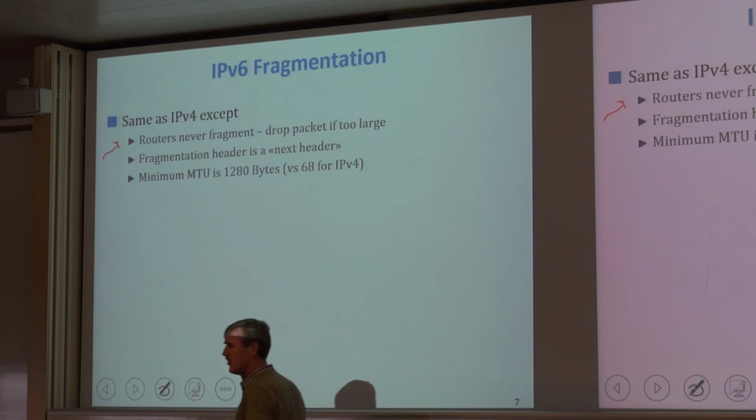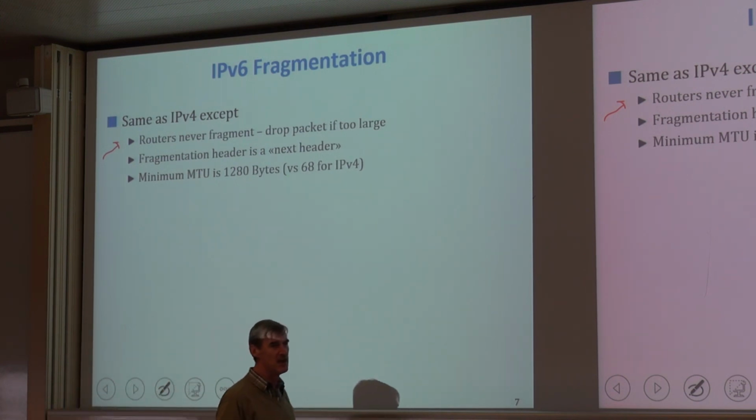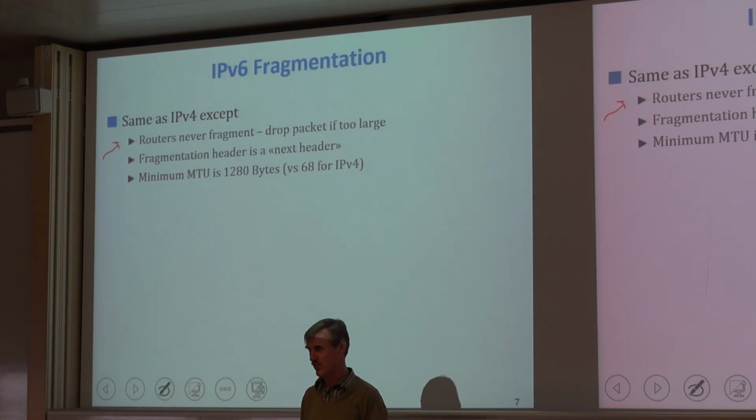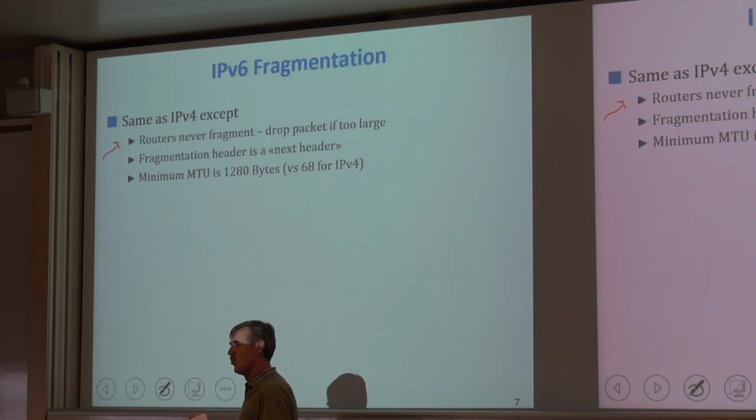Question? Why would I fragment at the source? Good question. In principle, try not to fragment at the source. And certainly if you use TCP, it's a very bad idea to fragment at the source. Okay? But with UDP, it might be useful. Because remember, UDP is message oriented.